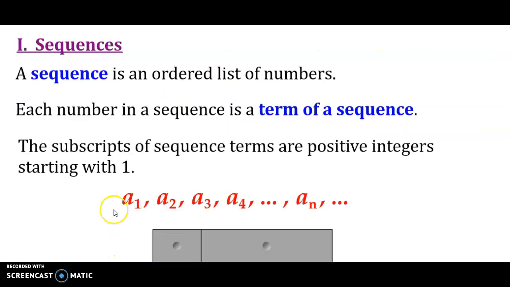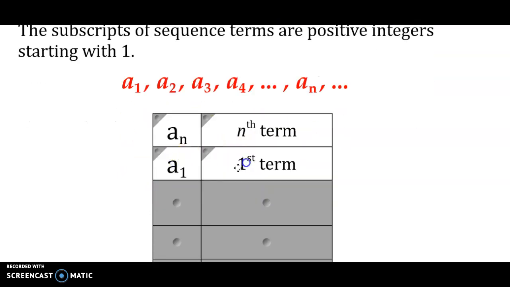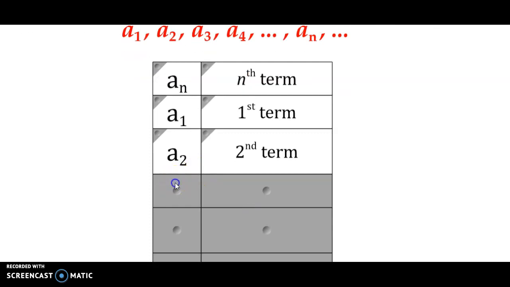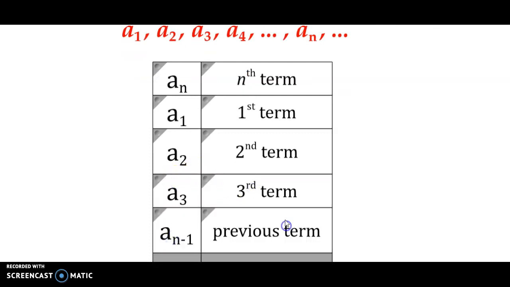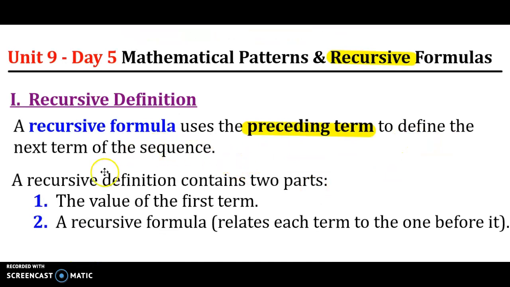Let's go back to what we covered on the first day when we were talking about sequences. Each number in the sequence, a sub n, is the nth term: first term, second term, third term, and then we talked about a sub n minus 1. That's the previous term, okay? That is what we were talking about. So now we're going to be talking about a sub n minus 1, or the previous term. That, by definition, is what we're going to be basing things on for our recursive formulas.